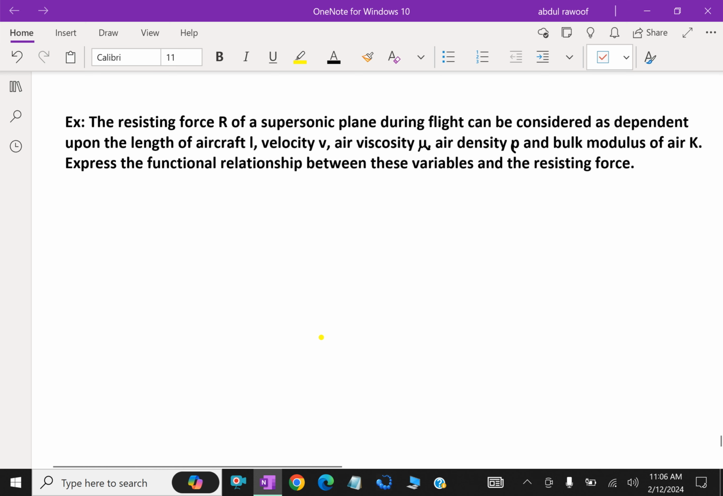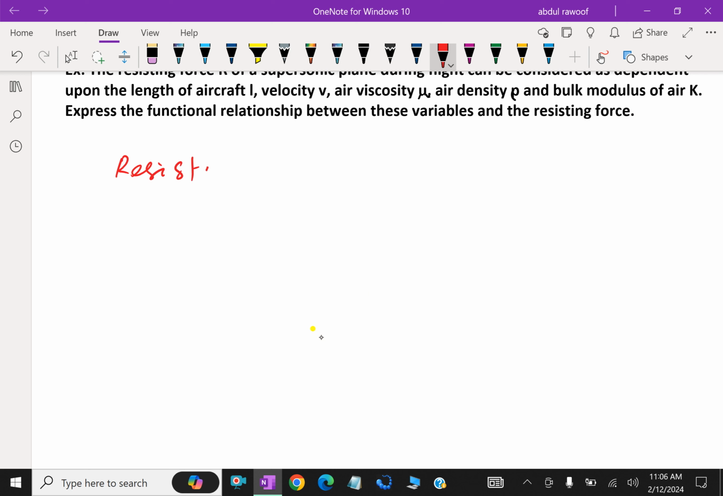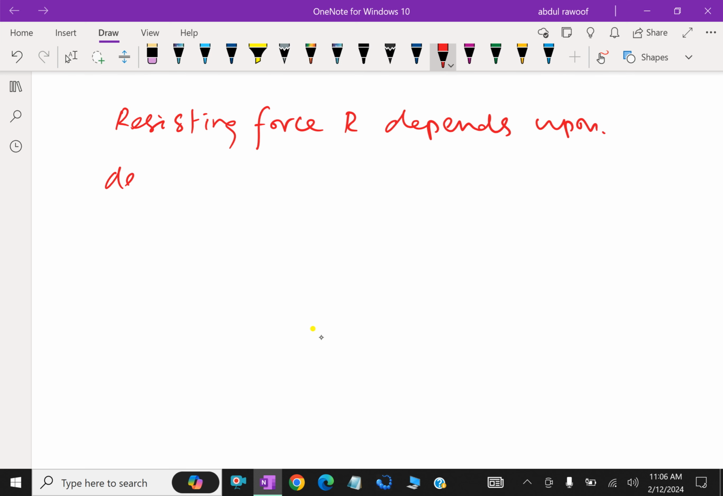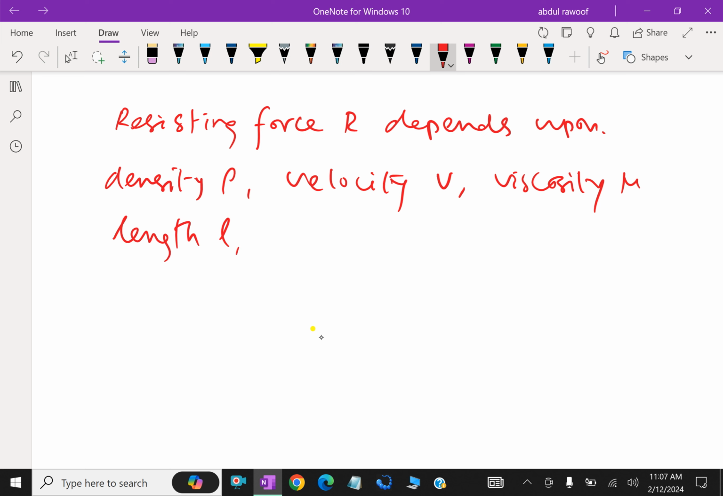Here, the resisting force R depends upon the following: density rho, velocity V, viscosity mu, length of the aircraft L, and bulk modulus of air K.